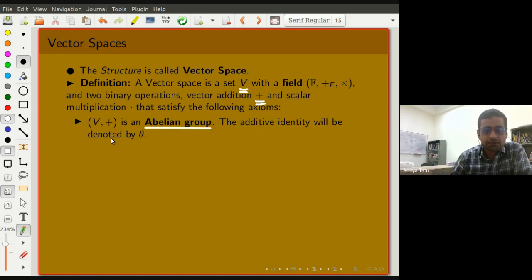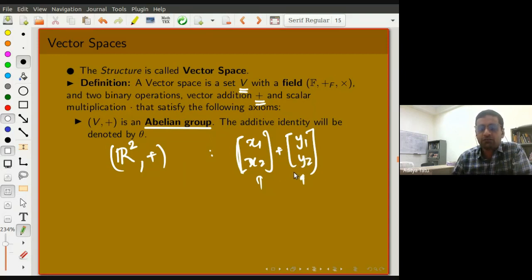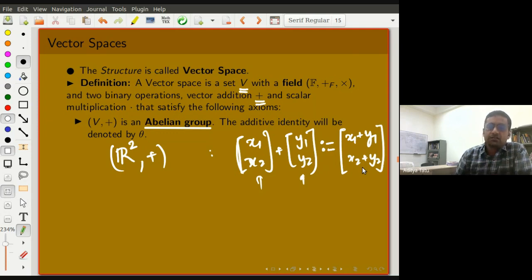Just to give you an example from the previous case, if I look at R2 and the addition which is defined in this way, (x1, x2) plus (y1, y2). Now, this is a tuple, this is a tuple. There is in principle no natural way of adding two tuples. We know how to add two real numbers, but we do not know, unless we define it, how to add two tuples. So one natural way to define this would be x1 plus y1 and x2 plus y2. You can clearly see that this R2 with this particular addition operation will form not just a group but also an abelian group. So in the first axiom, the field has no role to play. Therefore, I hope this axiom is easy to understand.